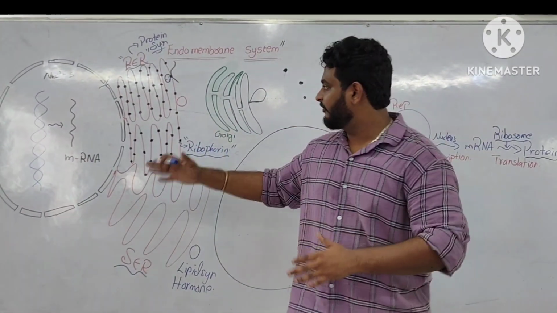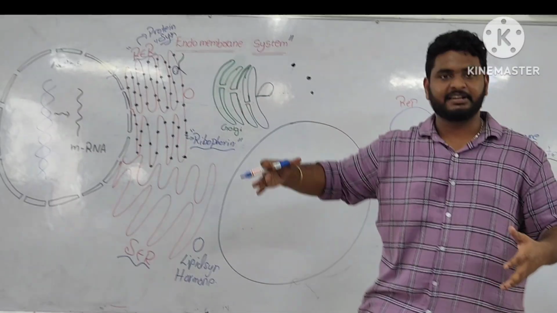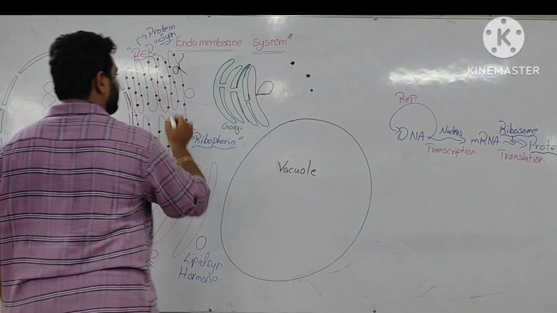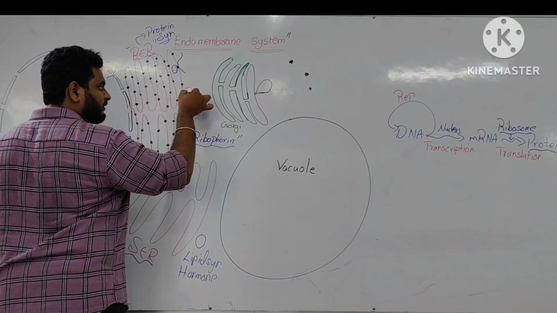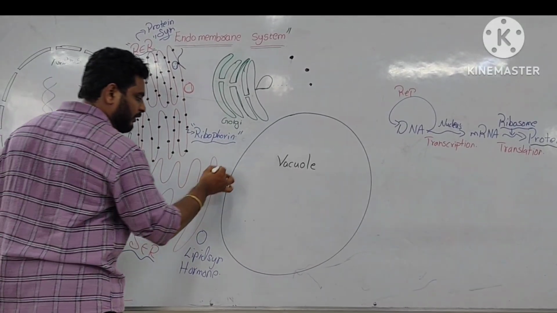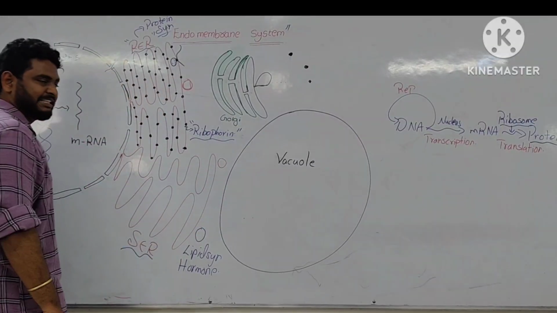Now, both rough and smooth send their secretions in the form of vesicles. You can find a small vesicle over here, which is emerging from the rough endoplasmic reticulum. Similarly, the smooth endoplasmic reticulum also releases a kind of vesicle.